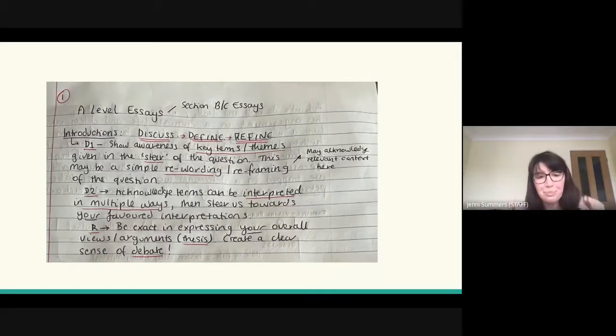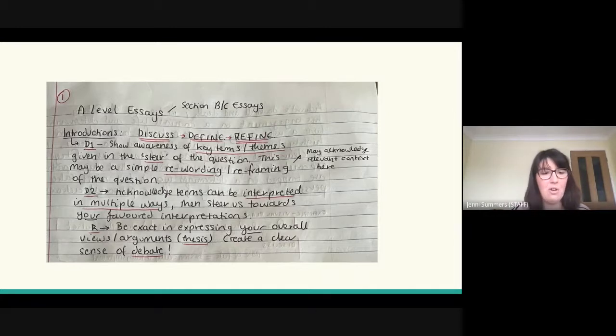So in this first part, it might be as simple as rewording or reframing the question, just rewriting it in a more traditional way. Fine. You might want to acknowledge some relevant context. Again, not downloading everything you know, but if it's relevant to understanding the question. We're going to look at a question about protagonists' fates and whether they're sealed from the outset. You might set that in its historical context briefly, to show that you understand that it depends what text we're talking about as to whether this is true or not.